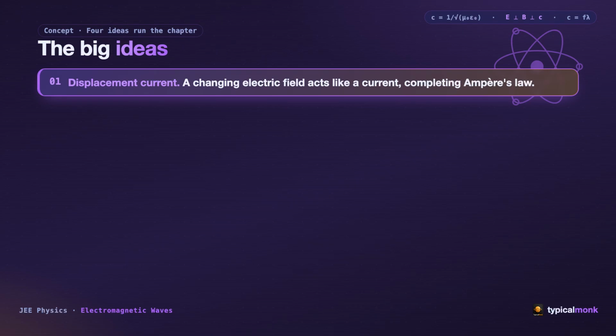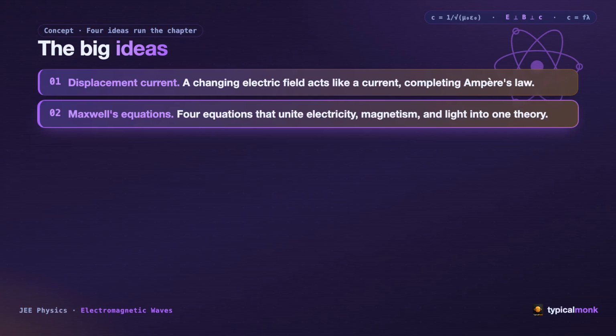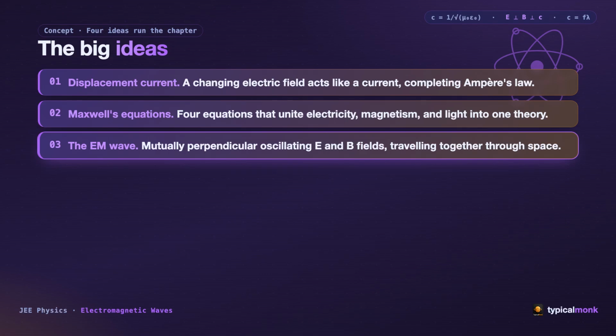Displacement current. A changing electric field acts like a current, completing Ampere's law. Maxwell's equations. Four equations that unite electricity, magnetism, and light into a single theory. The electromagnetic wave. Mutually perpendicular oscillating electric and magnetic fields traveling together through space.